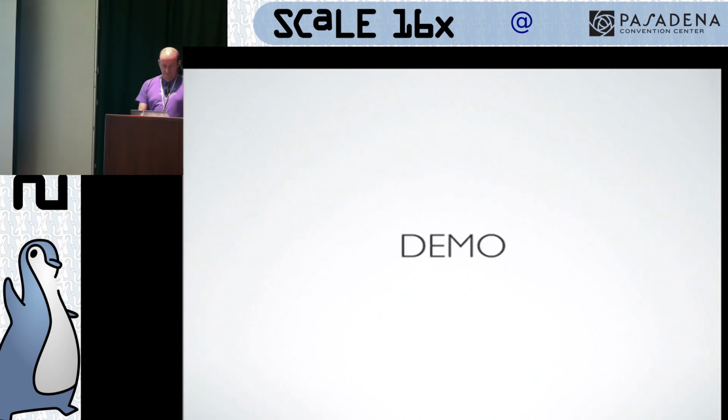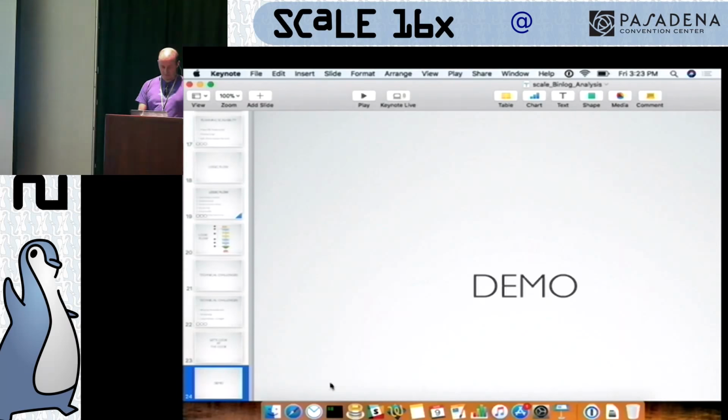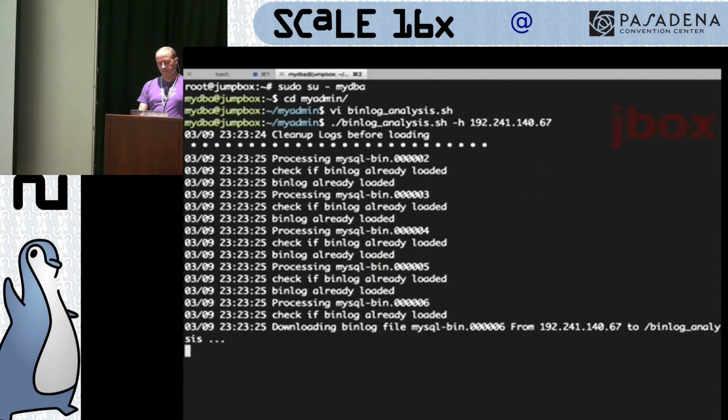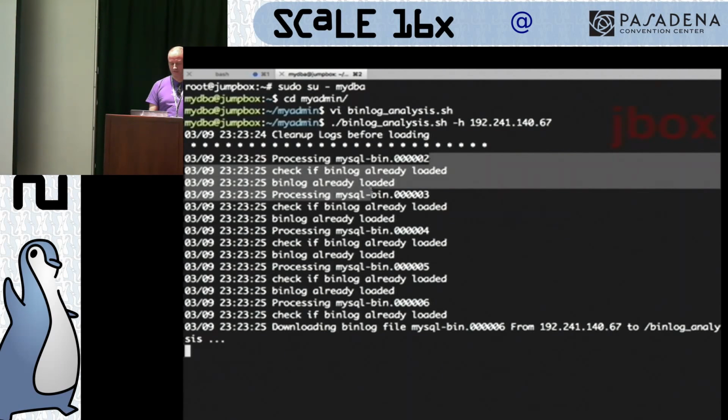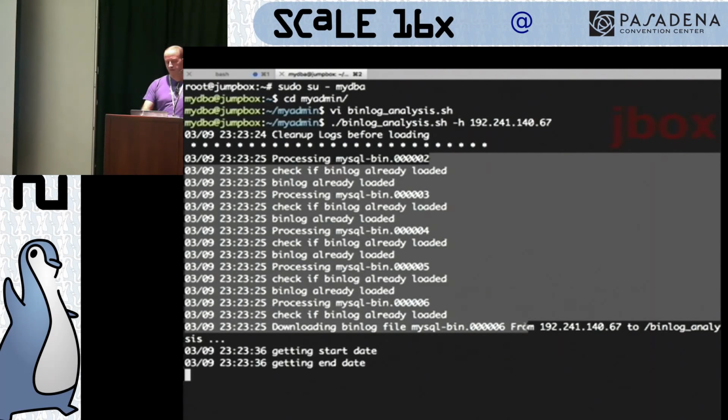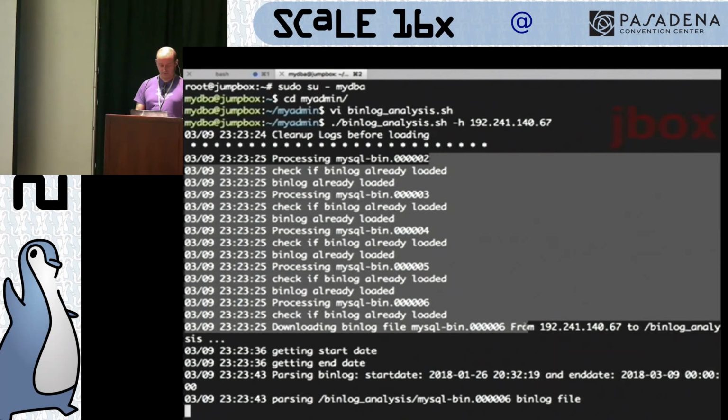So let's look at it in a demo then. Here, for binlog, I pass the IP address. So it checks, okay, process. This binlog has already been processed, so it goes to the next one, boom, and it finds the other one, and now it's processing. It's getting the start date of the binlog, the end date, then it's going to parse it, and then store it into the table.